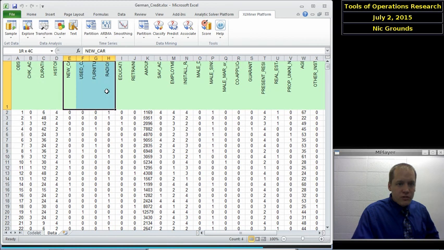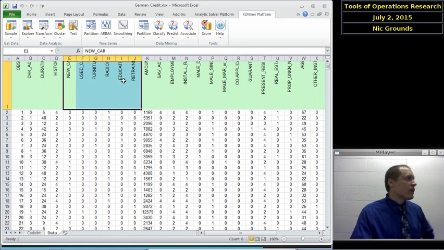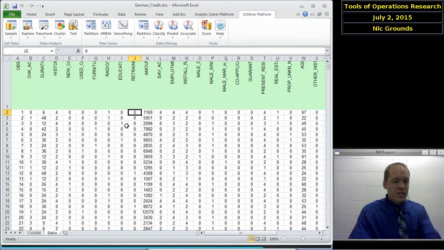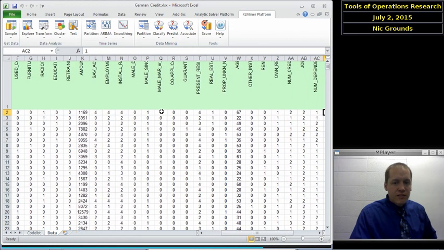The new car, used car, furniture, radio, education, all of this represents what they want the loan to do, what they're trying to get the money to do. In this case, this person's trying to get the loan, I guess, to buy a radio or television, something electronic maybe, is what that represents. So literally that field has a value of 1, whereas these others have a value of 0, okay? Meaning this is the one that he's trying to get money for. The amount of the loan he's trying to get is $1,169 or euros or whatever currency this is, and so forth. So you can go through each field and figure out the meaning of each field.